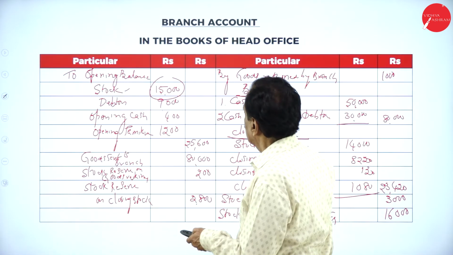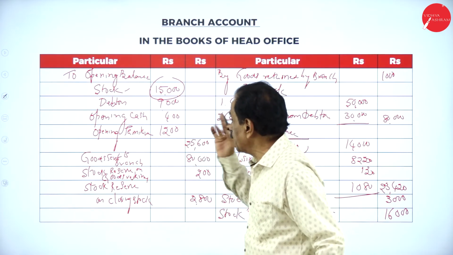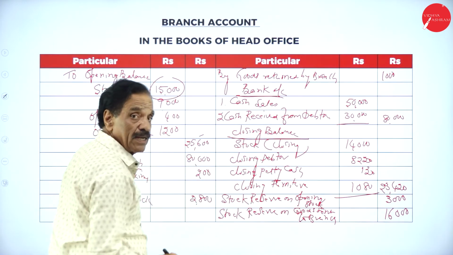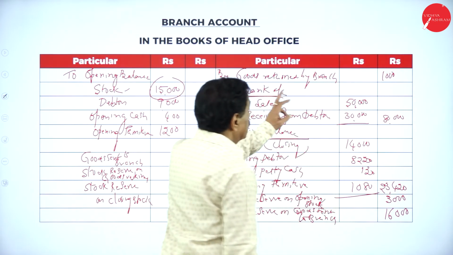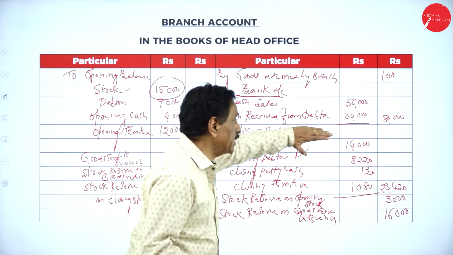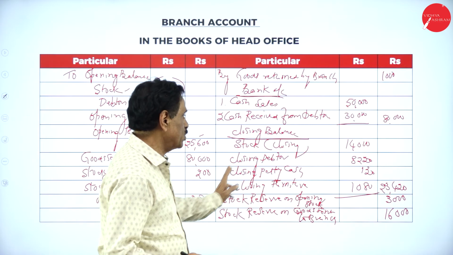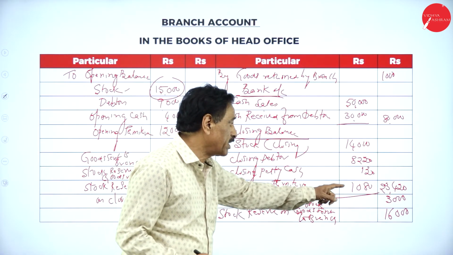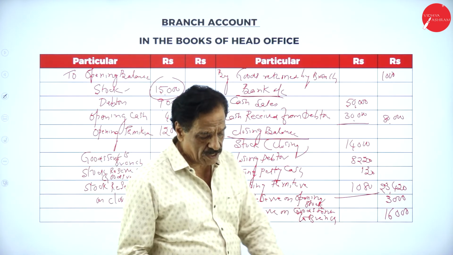I will explain. Here, your opening stock is 15,000, debtor is 9,000, opening cash is 400, opening furniture 1,200, totally 25,600. Goods sent to branch 80,000. Then by goods returned by the branch 1,000. By bank, cash sale is 50,000. Cash received from debtor is 30,000, total 80,000. Closing balance, stock 14,000. Closing debtor, we have worked out 8,220. Closing petty cash is 120. Closing furniture 1,080. Stock reserve on opening stock. Stock reserve on goods sent to branch here.